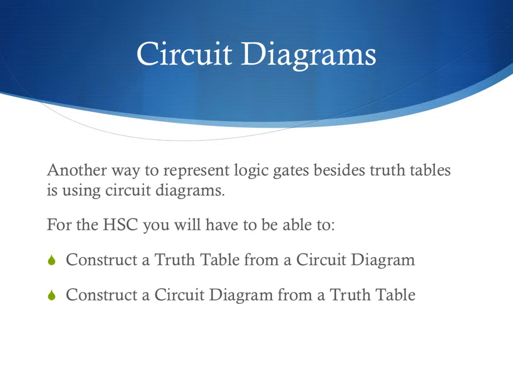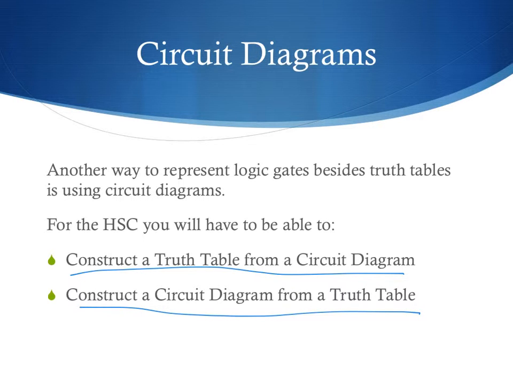Okay, so the other way to represent Boolean logic or logic gates, besides truth tables, is using circuit diagrams. You will have to be able to construct a truth table from a circuit diagram and construct a circuit diagram from a truth table. So we were doing truth tables from words that we get given, like the sound car alarm, and from that Boolean algebra thing, from that last HSC question last lesson. Now we need to go back and go, okay, that's fine. I can make a truth table from those. Now I have to make a truth table from a diagram.